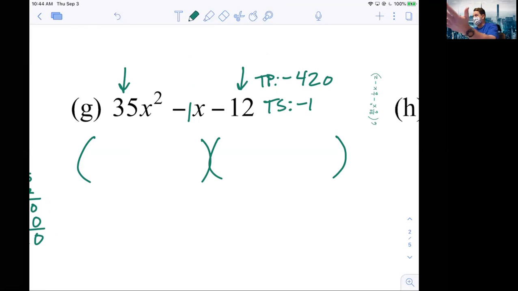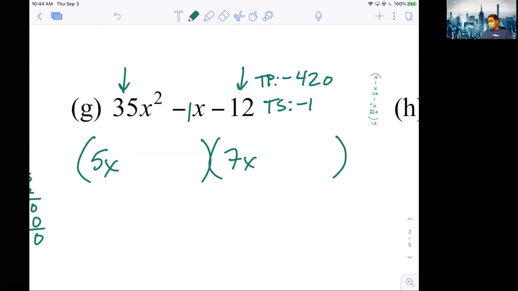So for 35, do I want to choose 35 and 1? No, those are too far apart from each other. If the middle term was actually a big number, now you want your factors to be farther apart. So are there any other factors of 35 than 35 and 1? 5 and 7. Yeah, so I'm going to call this one 5x and 7x. And it doesn't matter if you call it 7x and 5x. 5 and 7 are relatively close together. Now, what matters is how you pair them up.